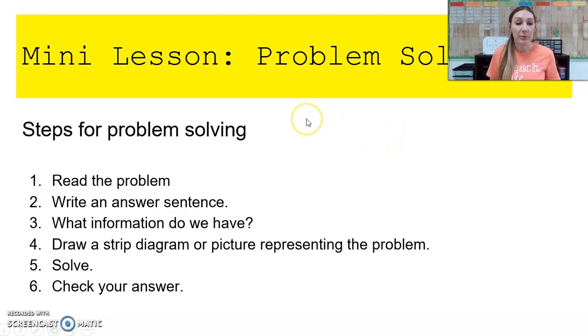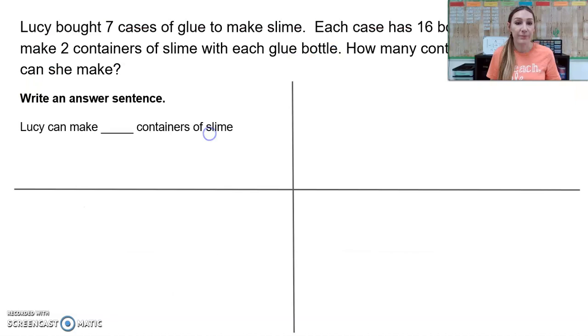Okay, so these are our steps for problem solving. We're first going to read the problem. We're then going to write an answer sentence. Then we need to determine what information we have in the problem. We're then going to draw a strip diagram or picture representing the problem. Then we're going to solve and check our work.